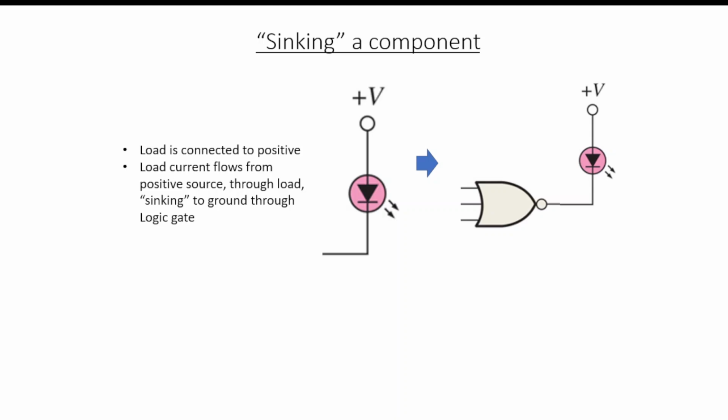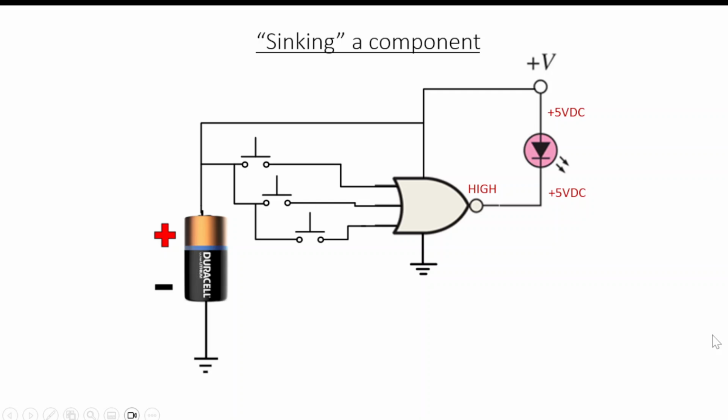If we contrast this operation to a sinking component, it's a lot different. The load is now connected here to the output of the logic gate, but also to the positive side of the source supplying the system. Load current flows from the positive side of the source through the load and sinks to ground through the logic gate. So let's see how this one functions in a system.